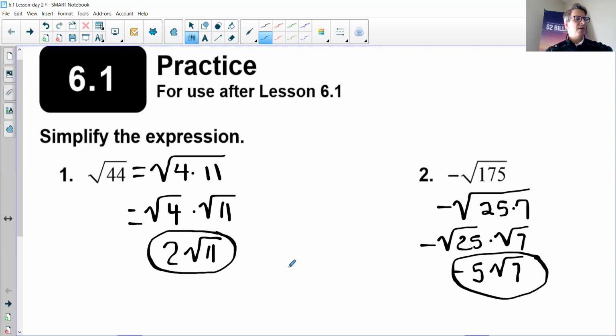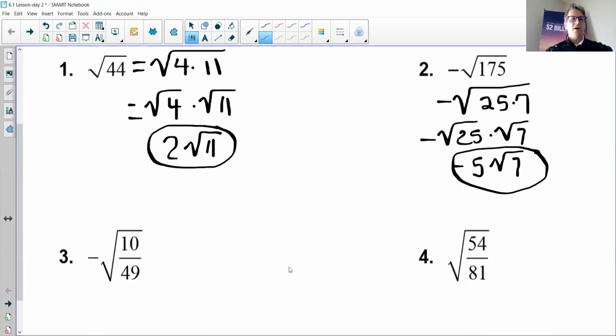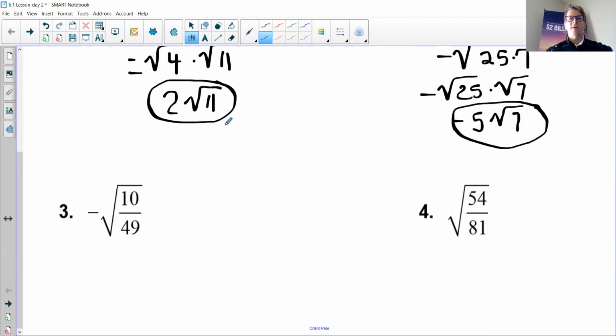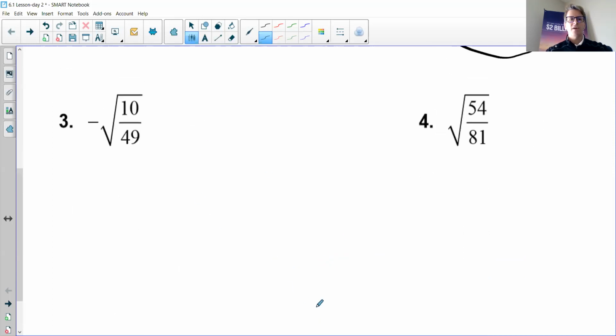Moving on to number 3. Negative square root of 10 over 49. Okay, so this is the division, numerator and denominator. If you take the square root, you have the square root of the numerator, negative square root of 10, over the square root of 49. And that is negative square root of 10 over 7.